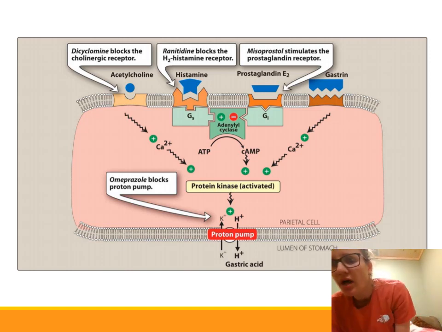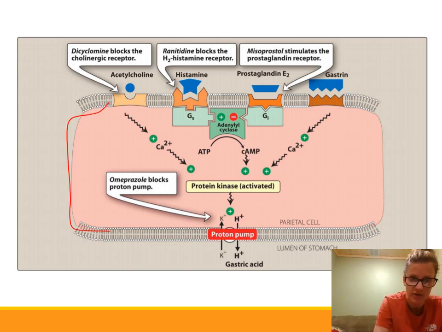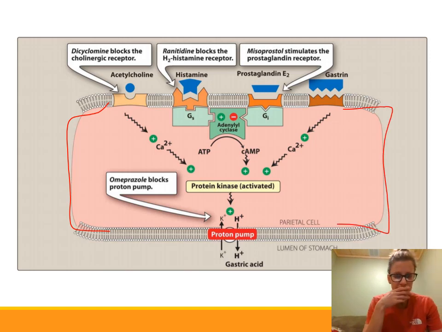Okay, so before we talk about the specific agents that we use for GERD, gastroesophageal reflux disease, or acid reflux, let's just take a second to look at the things that stimulate the release of acid into the stomach. So what this is showing us is a parietal cell. These parietal cells are the cells that are responsible for releasing acid into our stomach. Over here, this is showing us the lumen of the stomach.